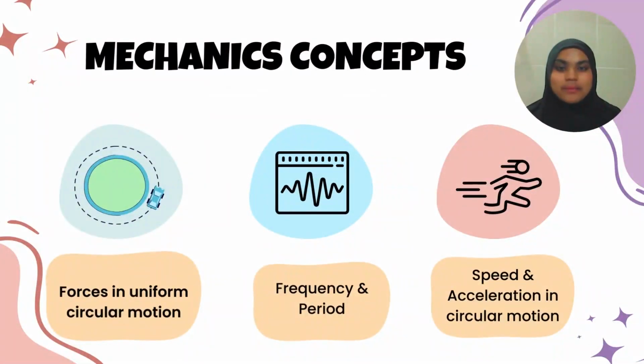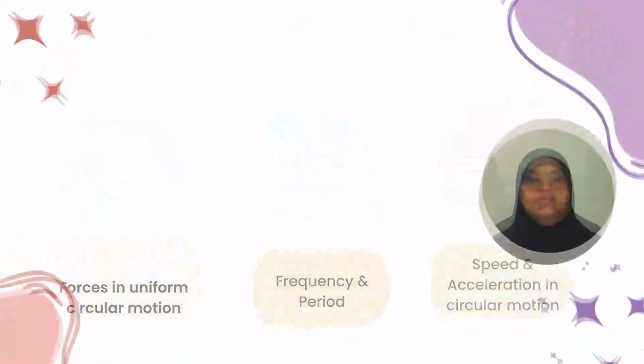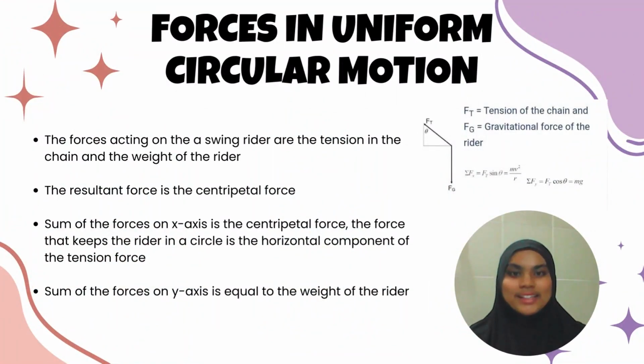There are three physics concepts that we will discover in the swing ride. First is the forces in uniform circular motion, next is the frequency and period, and the third is the speed and acceleration in circular motion. The forces acting on the swing rider are the tension in the chain and the weight of the rider. Since the swing travels in a circle, the resultant force is the centripetal force.